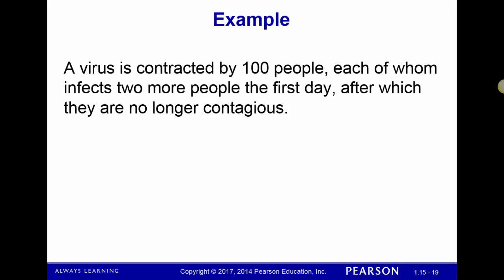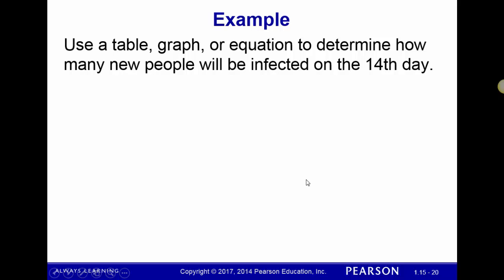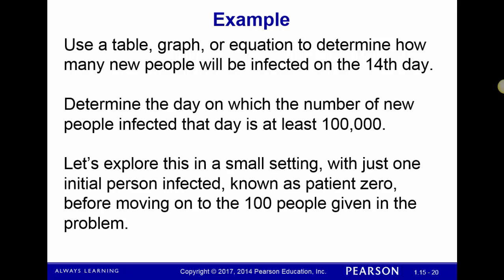A virus is contracted by 100 people, each of whom infects 2 more people the first day, after which they're no longer contagious. We want to write a function to model the number of new people infected each day by the virus. Assume that the infection will continue to spread from each sick person to 2 additional people. We want to use, again, a table, graph, or equation to determine how many people will be infected on the 14th day. And then also, when do we get to 100,000 infected people?